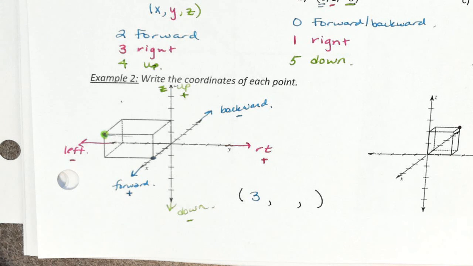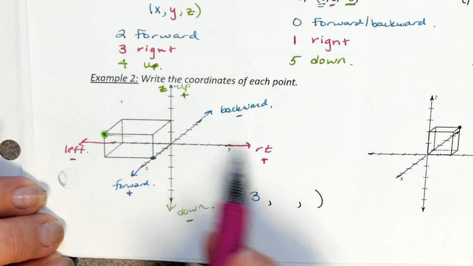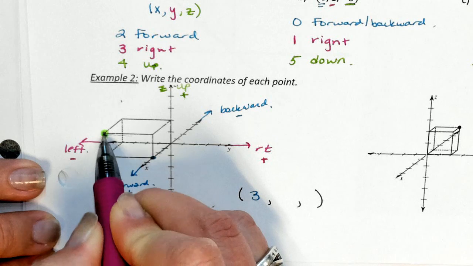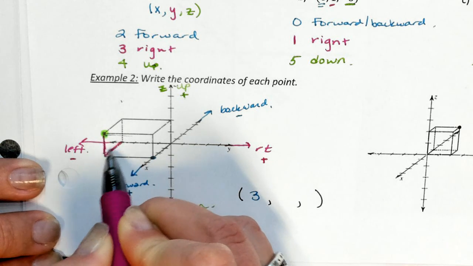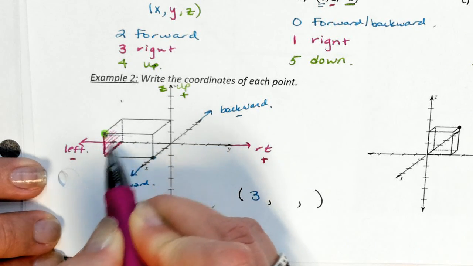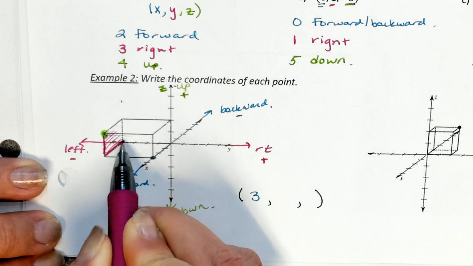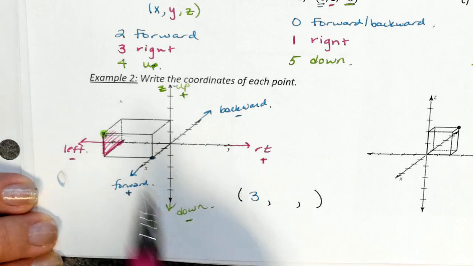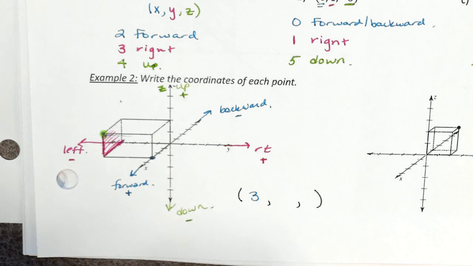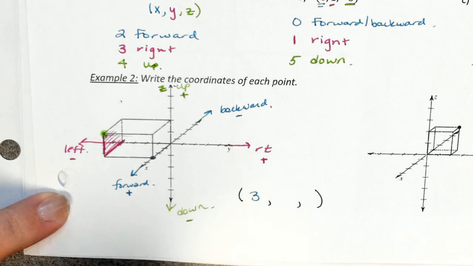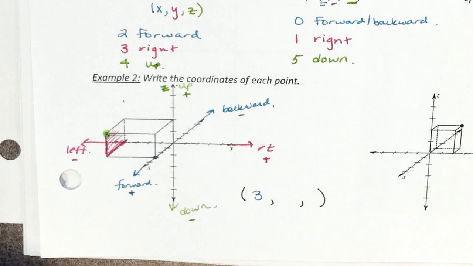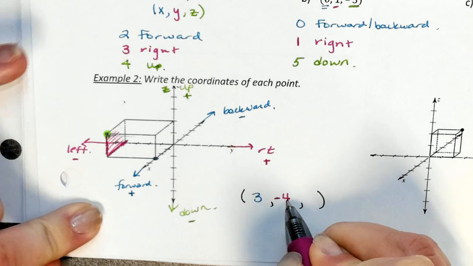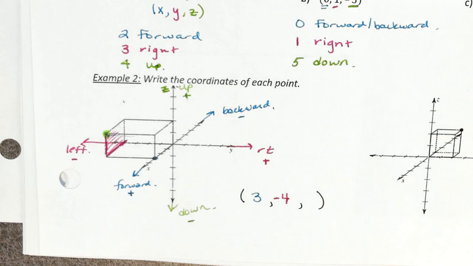Okay. That middle is our left and right. That's the y. So if we look at the left plane that point is on, how far left does that plane hit? 1, 2, 3, 4 to the left. So left, is that going to be positive or negative? Negative. So we're going to write a negative 4 for our y.